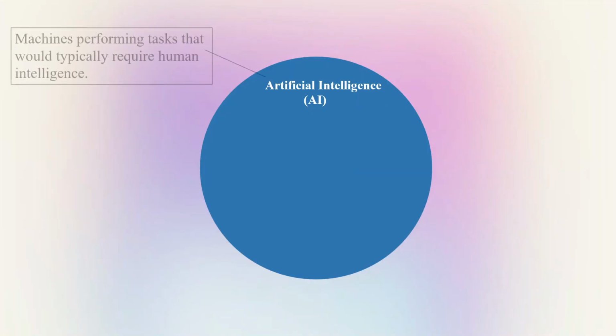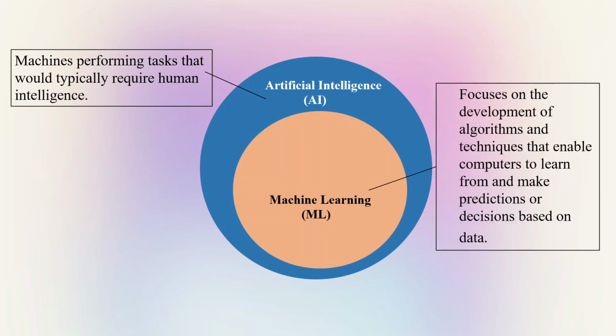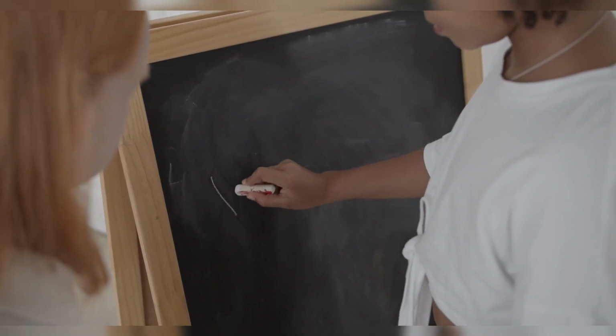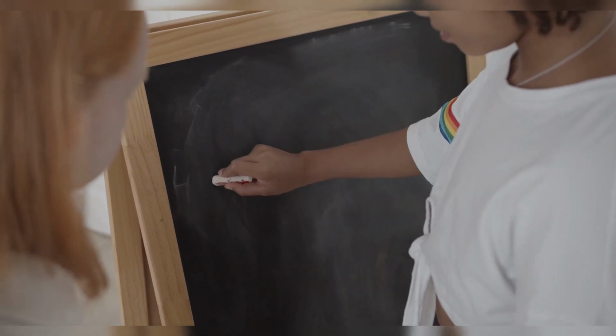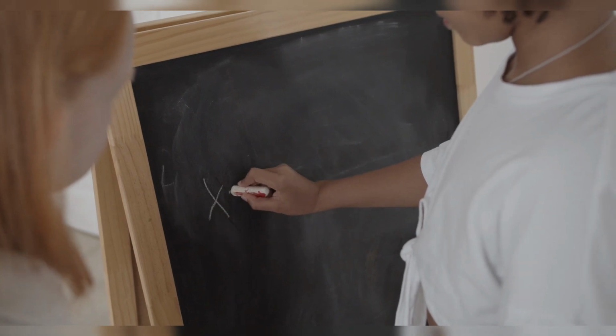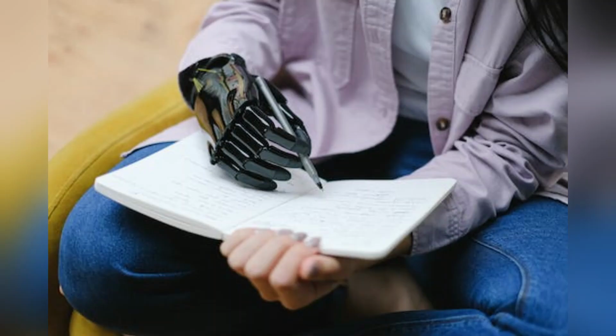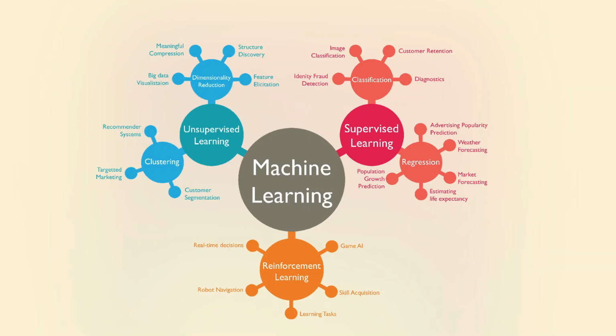So machine learning is a subset of artificial intelligence that allows systems to learn and improve from experience. It focuses on the development of algorithms and techniques that enable computers to learn from and make predictions or decisions based on data. It involves recognizing patterns in data and making decisions without being explicitly programmed. It encompasses the construction of statistical models and algorithms that enable computers to improve their performance on a specific task. ML algorithms can be categorized into three main types: supervised learning, unsupervised learning, and reinforcement learning.